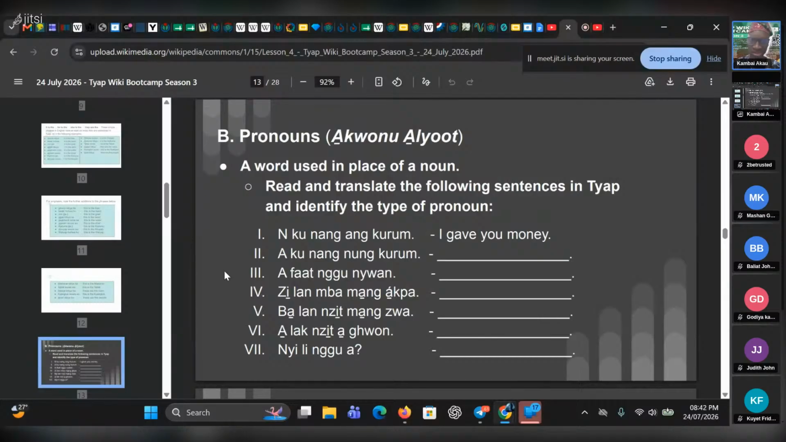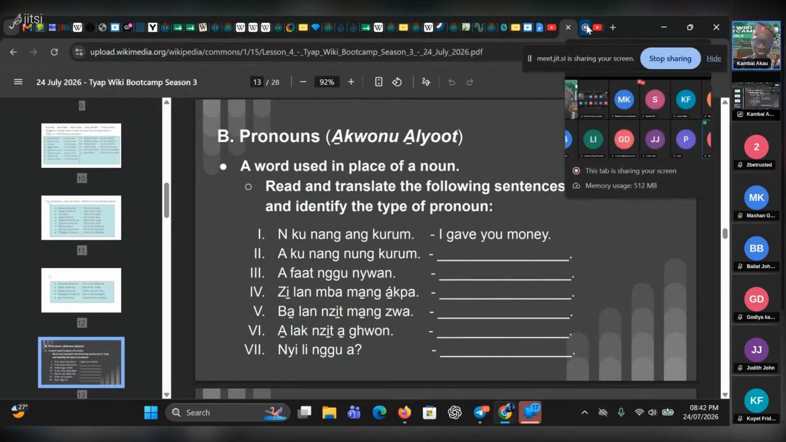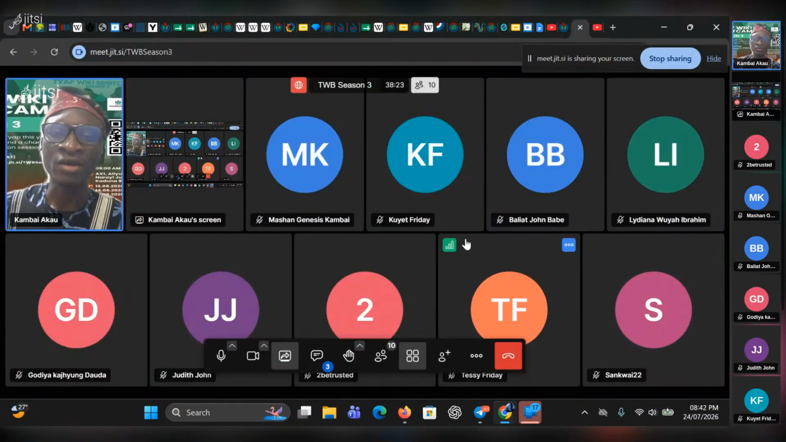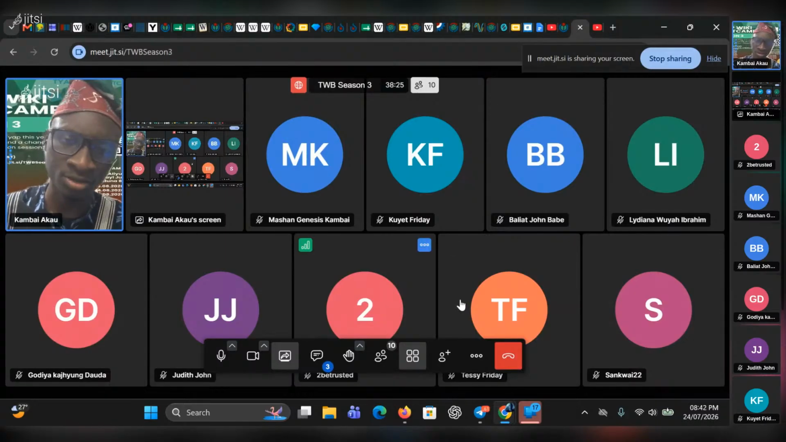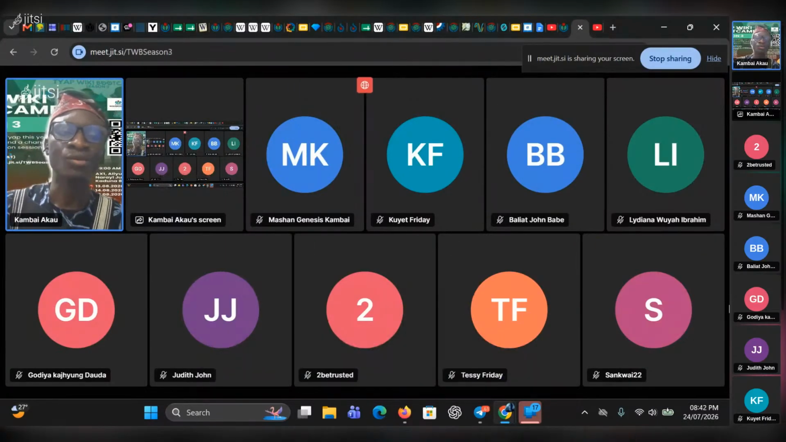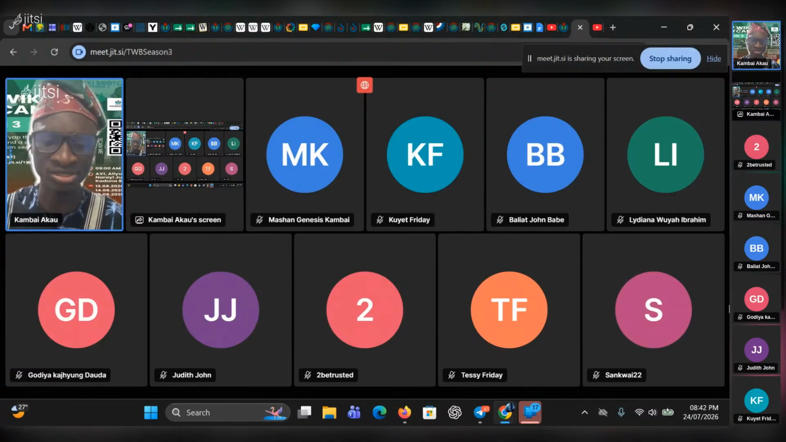And then we have the second part of speech, which is pronouns. But let me go back to the same class and ask you a question. How do you say this is the house? Can someone tell us what is the expression for this is the house in Tiap? This is the house.